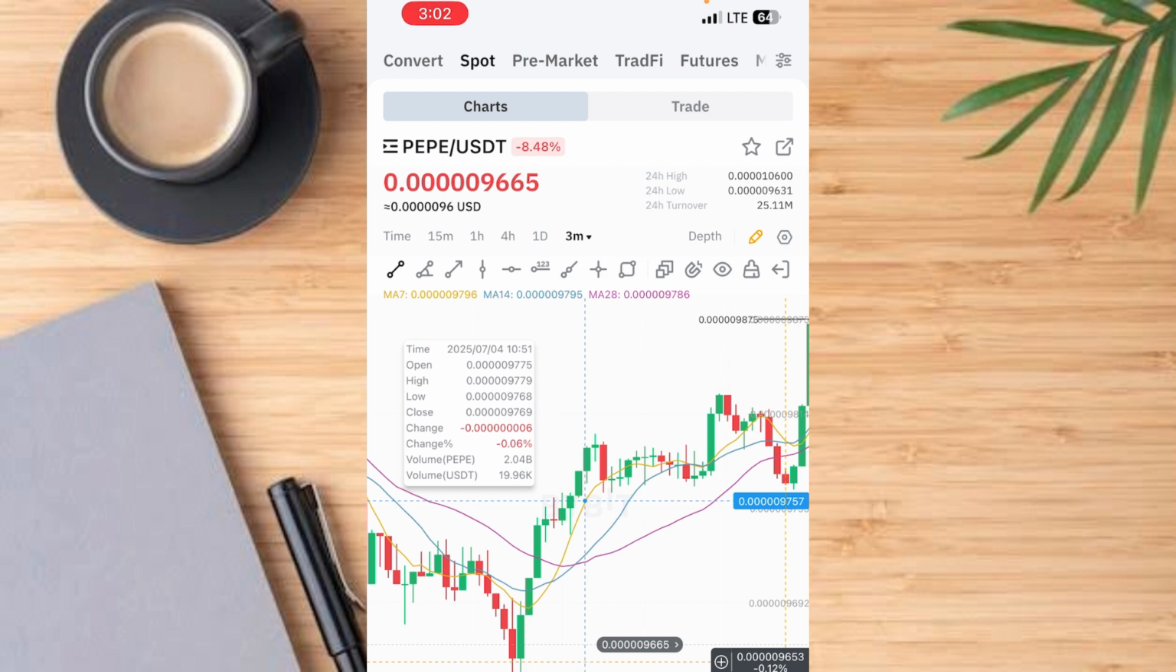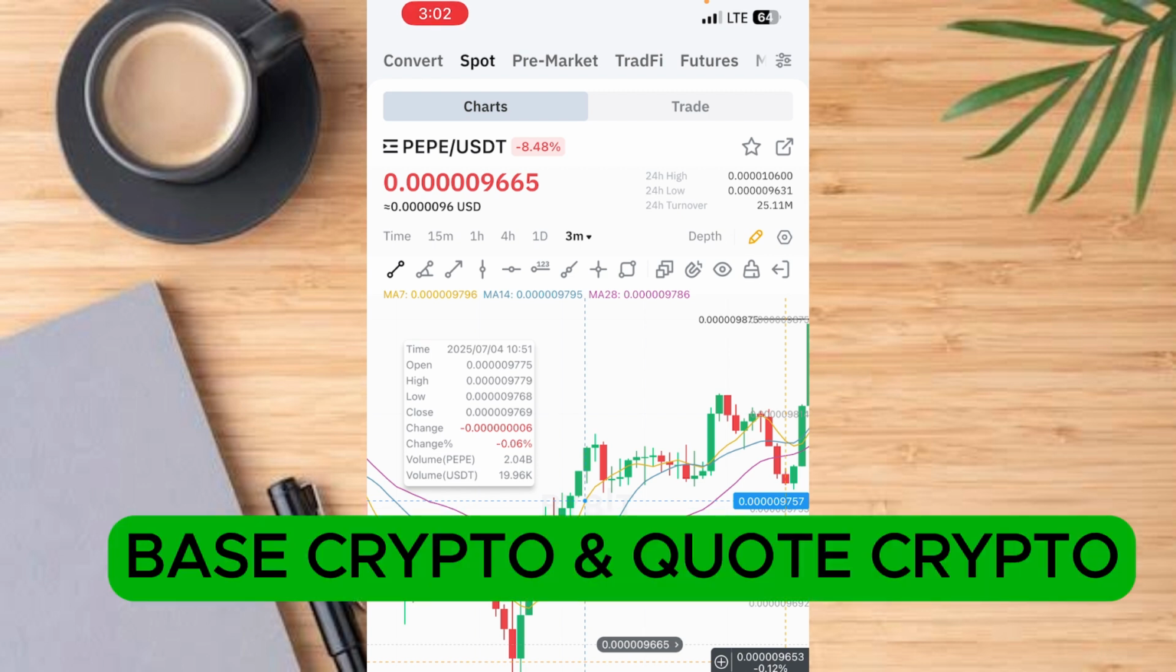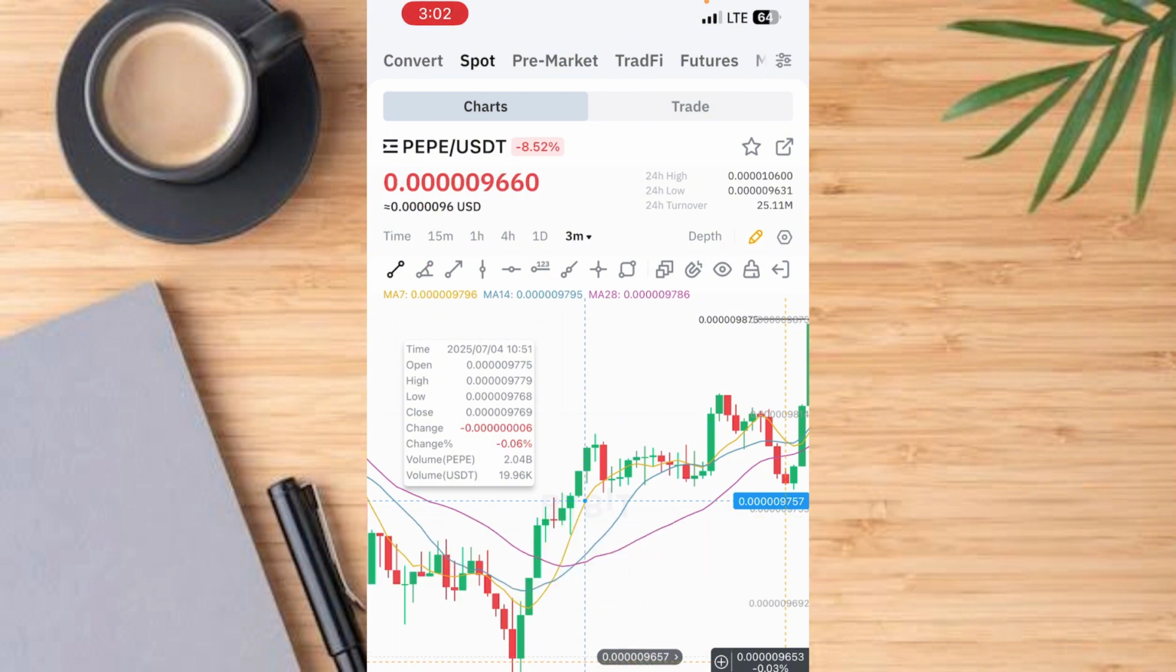There's what we call base crypto and quote crypto. A lot of newbies make mistakes and they don't know which one is base crypto, which one is quote crypto. The base crypto is the one you see at the left hand side, while the quote crypto is the one at the right hand side. So in this scenario, Pepe is a base crypto, while USDT is a quote crypto. So any crypto that is at the left hand side is the base crypto, while any crypto that is on the right hand side is the quote crypto.